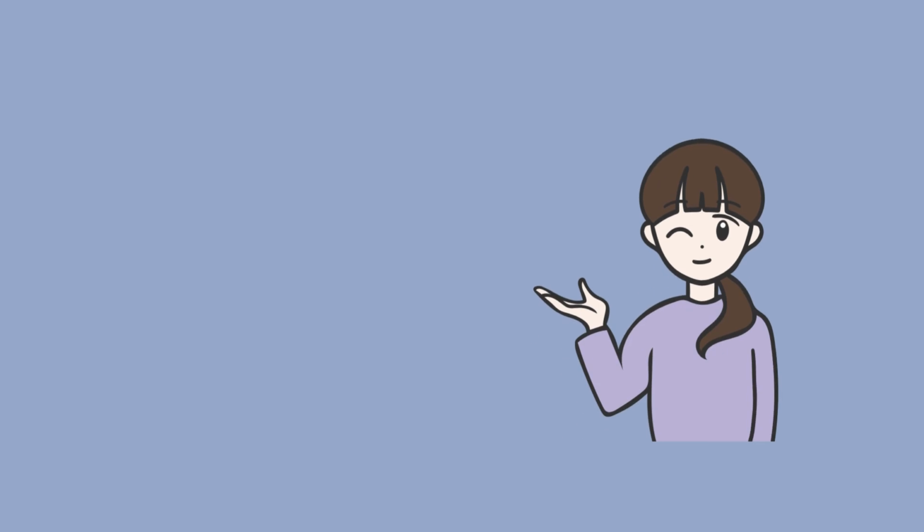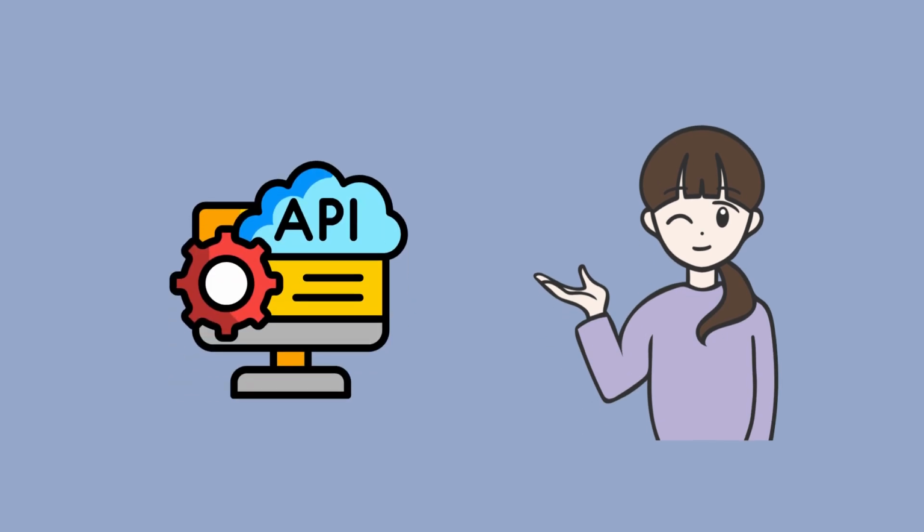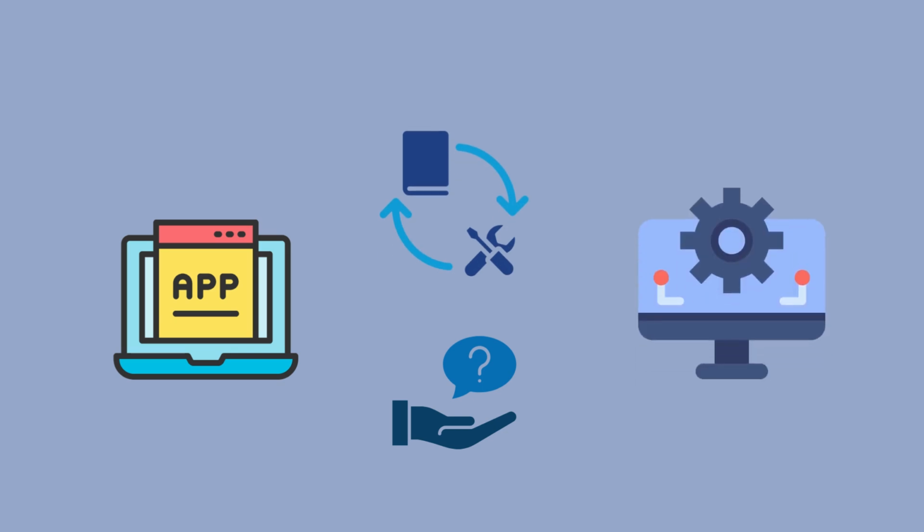Before understanding REST API, let's quickly understand what an API is. An API is a way for one application to request data or perform an action in another application. Consider it like a way of two applications communicating over the web.